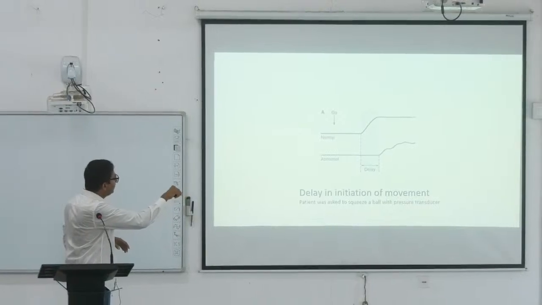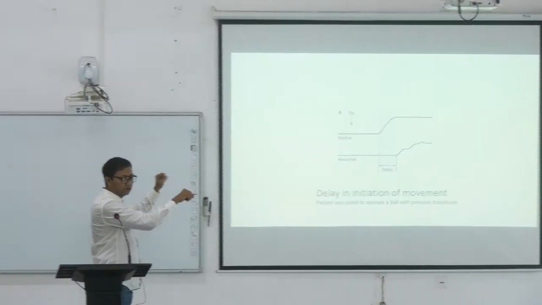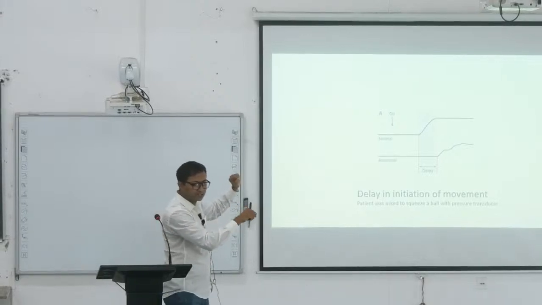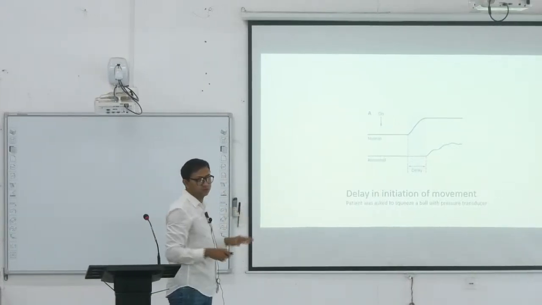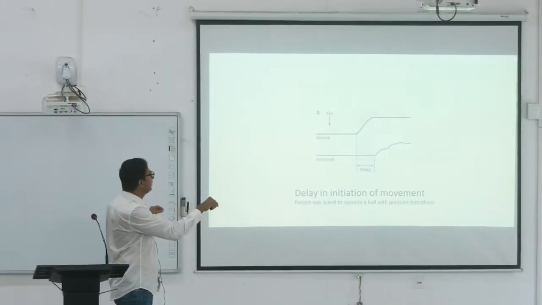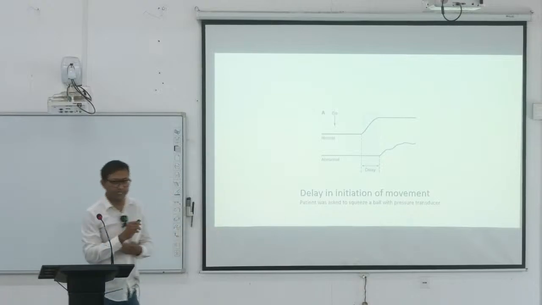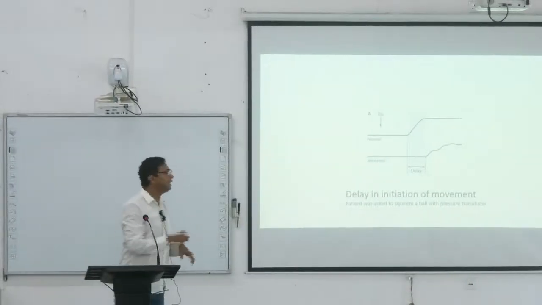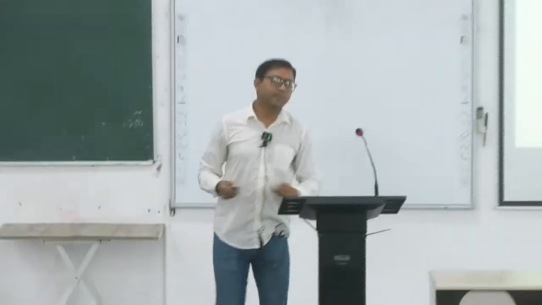But in a case of cerebellar lesion, when the patient is asked to squeeze a ball connected with a pressure transducer, you see initially the pressure is not rising, so that means there is delay in the initiation of movement. And even when the movement is initiated, it is not smooth enough, right? So delay in initiation of movement, first point in cerebellar lesion.